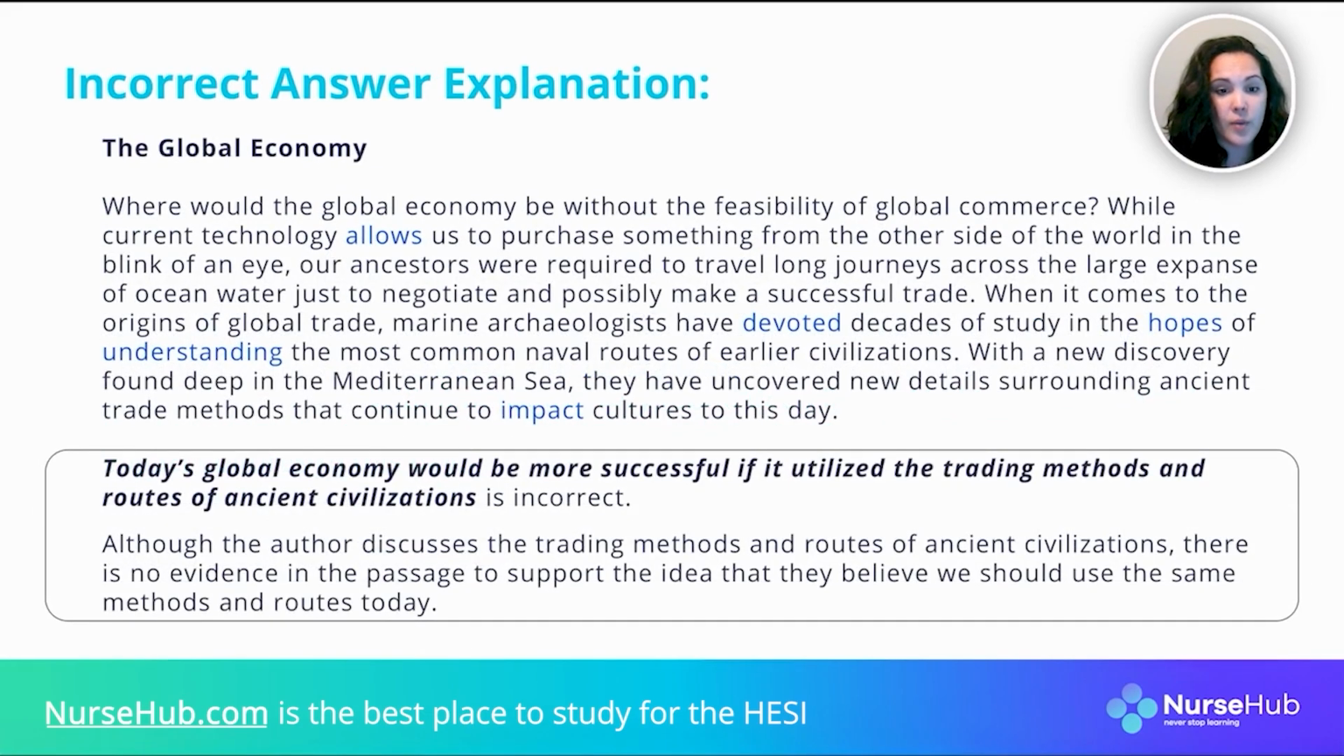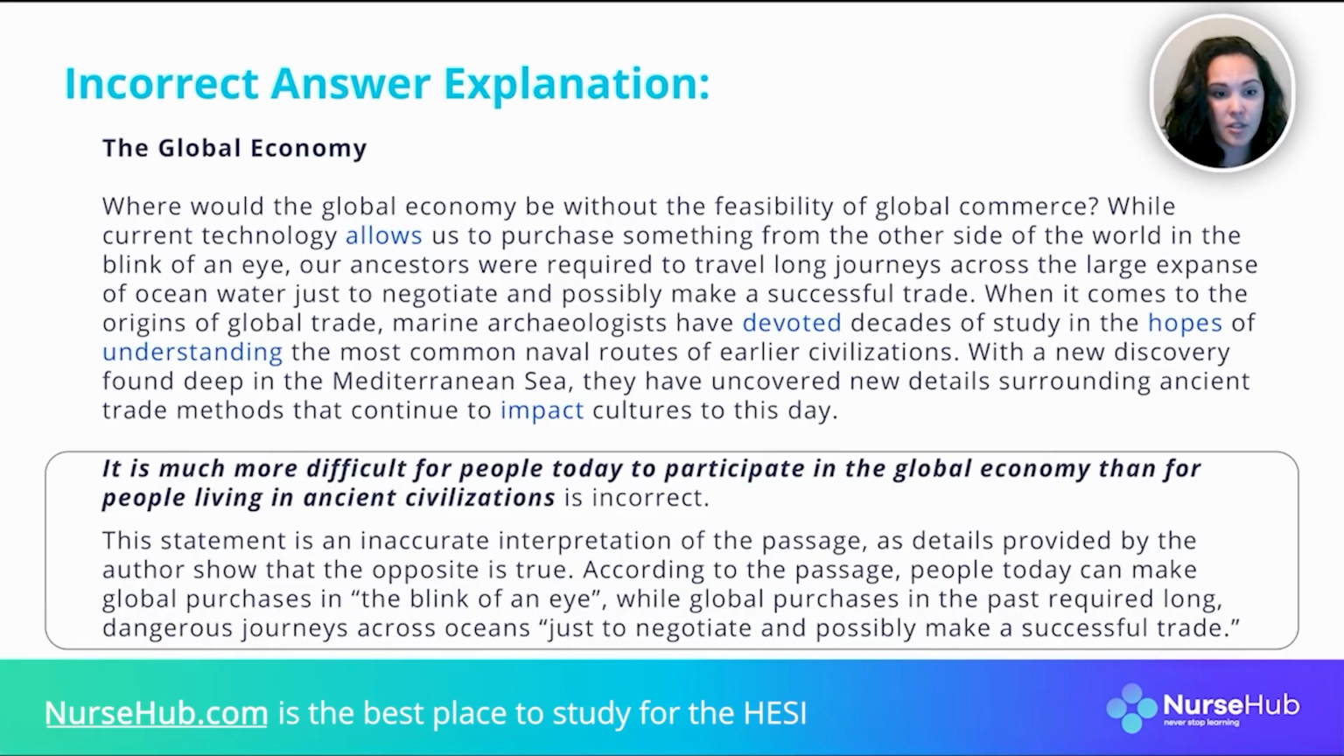All right, here's our first incorrect answer explanation. Today's global economy would be more successful if it utilized the trading methods and routes of ancient civilizations. So the author does discuss the trading methods and the routes of ancient civilizations, but there's no evidence in this passage to support the idea that the author believes that we should use those same methods today. This answer is incorrect.